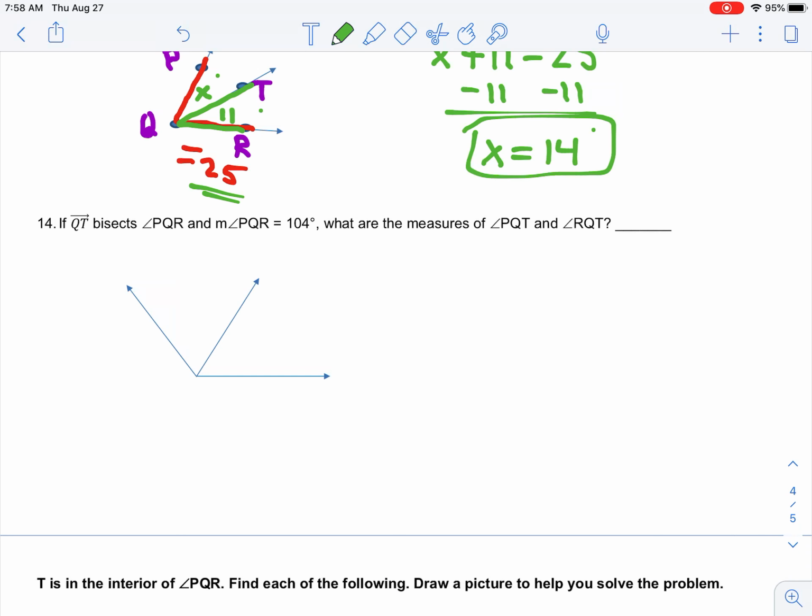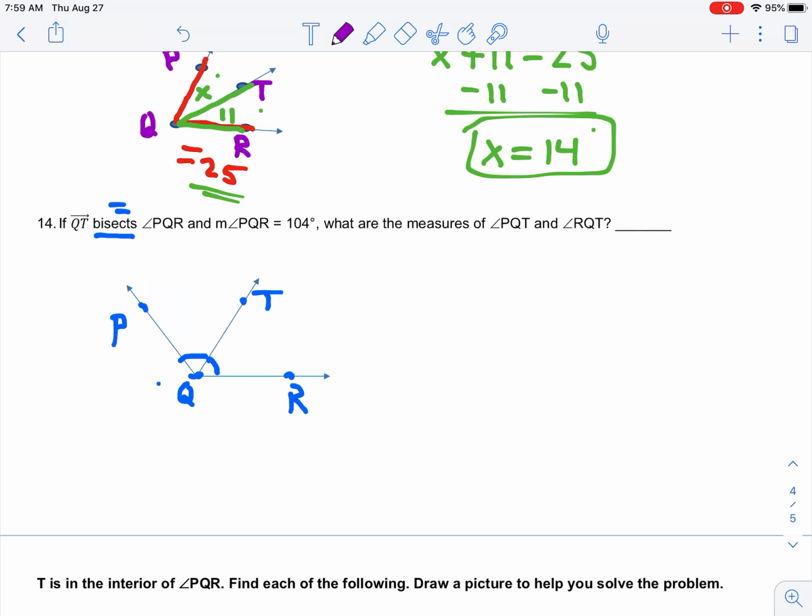All right, question 14. I see a key word here. QT bisects angle PQR. Bisects. The second we see the word bisects, we want to think equal. Now it says angle PQR, so I got P, Q, and R points on it. Okay, it says QT is the bisector, so QT is the line that splits it. Now before I do anything, I'm going to label little curls here to show that they're equal, because I know the word bisect splits them into equal parts.